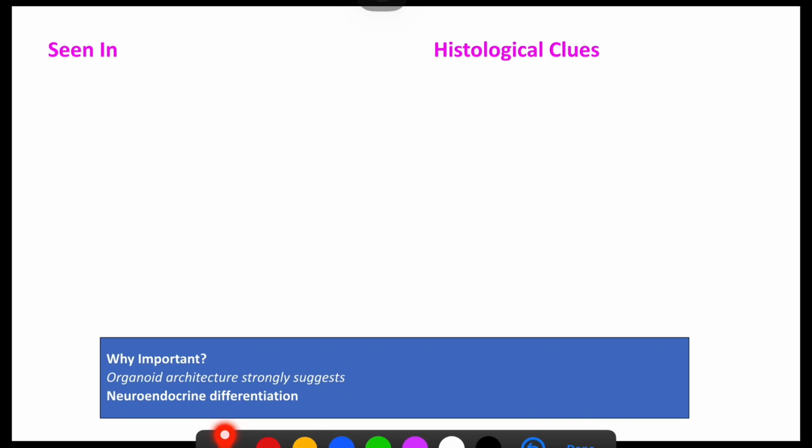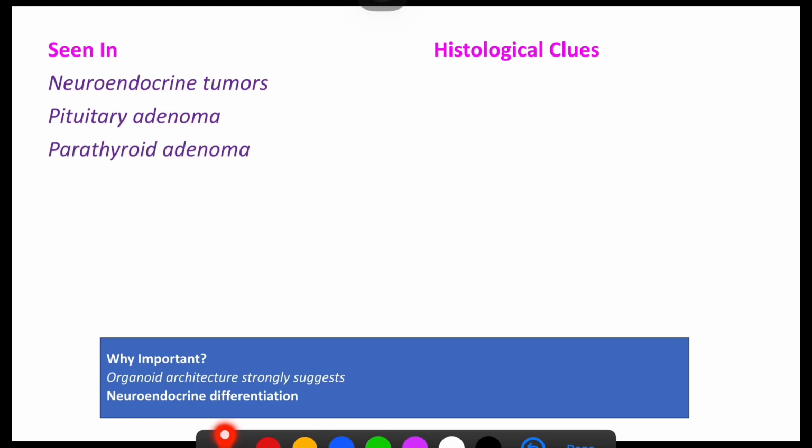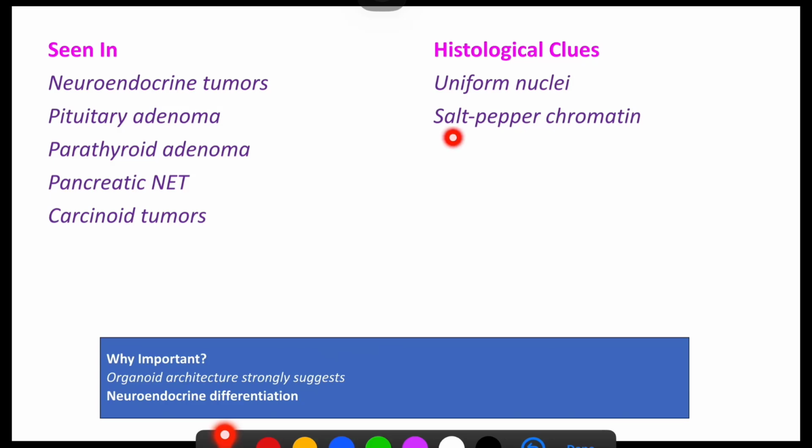Now why important? This organoid architecture mostly suggests neuroendocrine differentiation. So it is seen in neuroendocrine tumor, pituitary adenoma, parathyroid adenoma, pancreatic NET, and carcinoid tumors. Histological clues: uniform nuclei, salt and pepper chromatin, minimal pleomorphism and delicate vasculature. So it is suggestive of organoid architecture, and mostly in the endocrine organ you will identify this type of pattern.